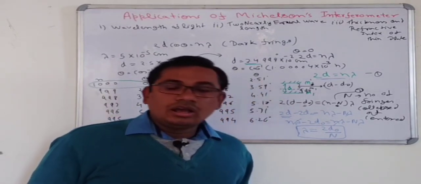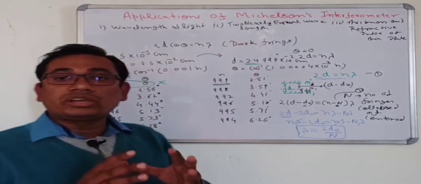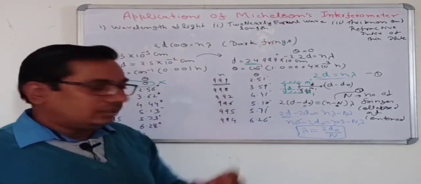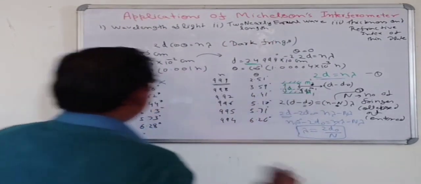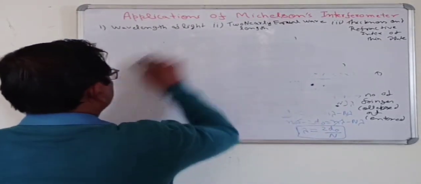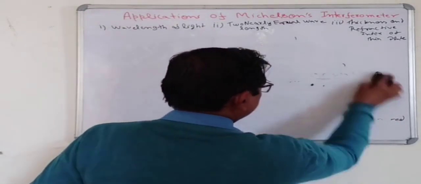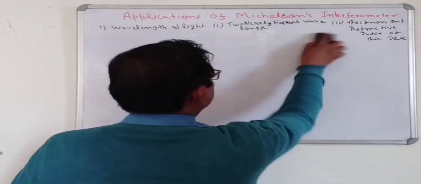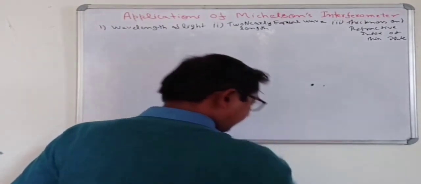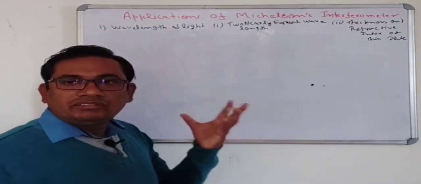Now we will discuss the next topic: how to calculate the difference between two nearly equal wavelengths. What is the meaning of two nearly equal wavelengths? All of you know very well. What is the meaning of two nearly equal wavelengths?